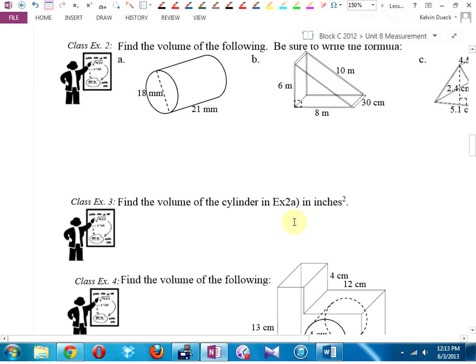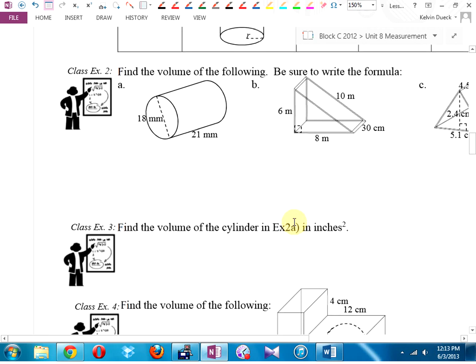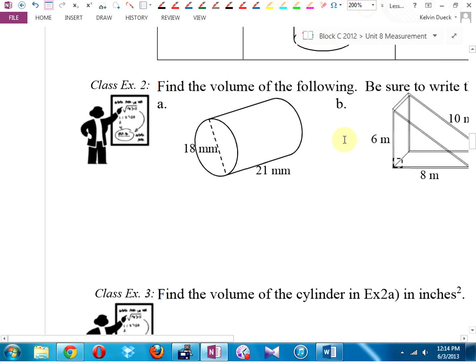Example 2 says, find the volume of the following. Be sure to write the formula. Step 1, identify the shape. What is the shape of shape A? Cylinder? So volume is going to be area of the base times the height. Now, I'm not going to redraw it. I'm just going to imagine it flipped up. Is that okay, folks? What shape is the base? So it's going to be pi r squared h.